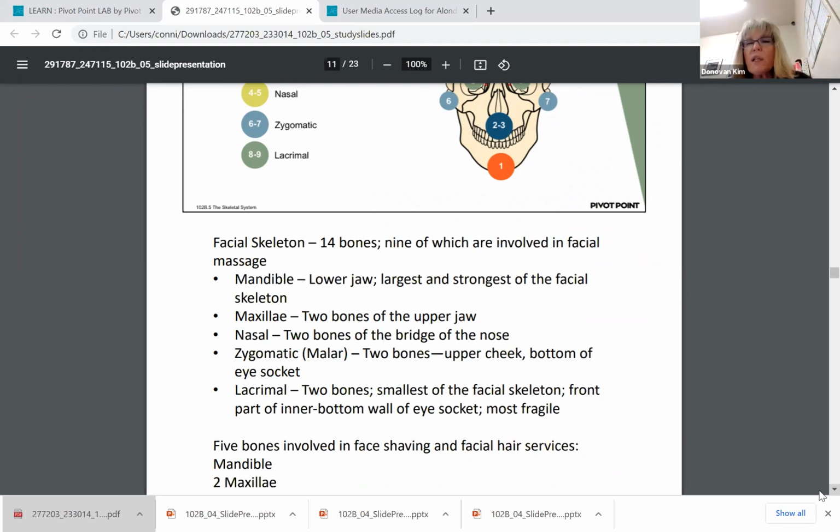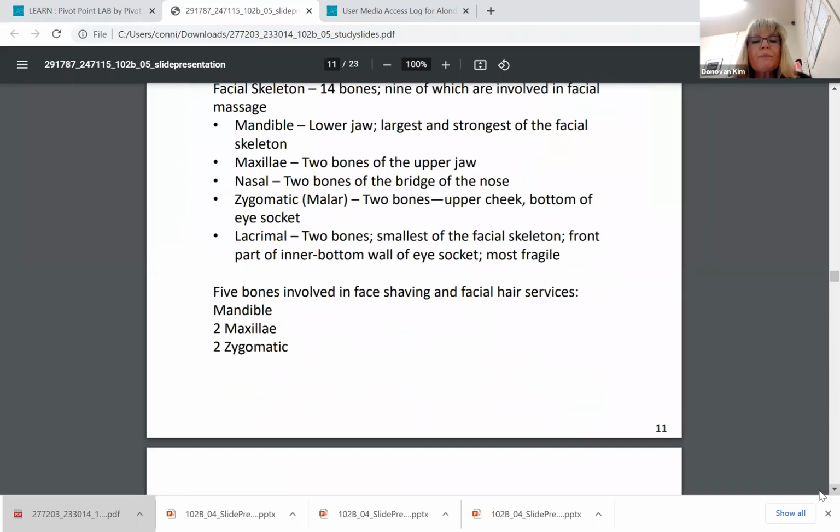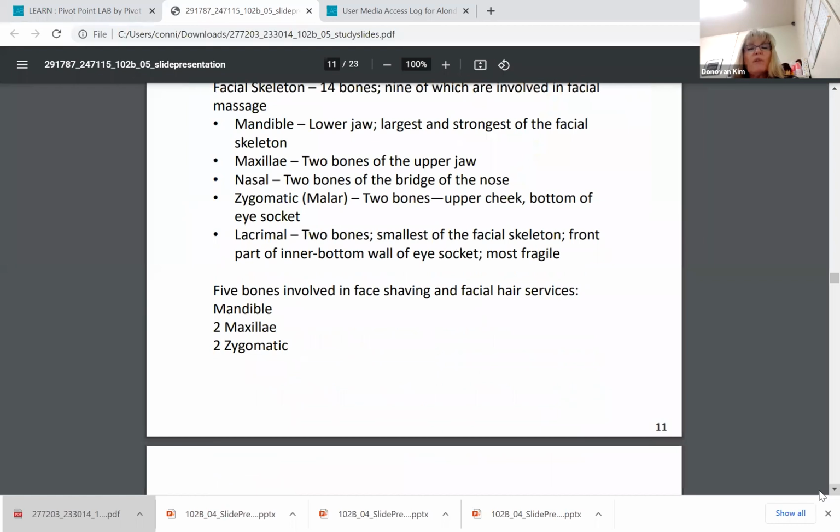Now they said there's 14. There's other ones that form your eyes. There's other ones that form the roof of your mouth. There's other ones that form your nose that you are not going to touch. So these 5 bones, which bones are involved in shaving? 5, okay? Your 2 cheeks and your jaw bone, right? Both upper and lower jaw. So when you are shaving, those are the 5 that you're going to be working with. You're going to have to know the difference.